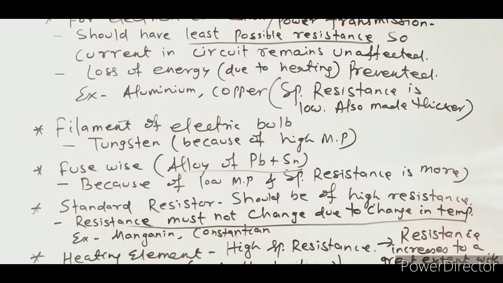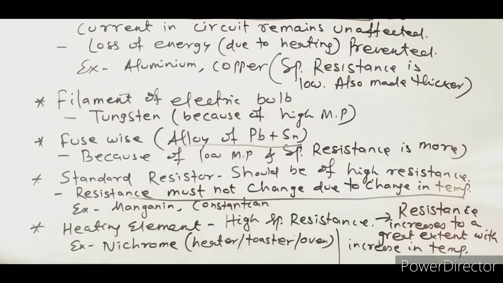Why, what was it taken for? Teachers must have told you that Constantan wire is for this purpose only. They have a high resistance and they remain unaffected by the change in temperature. Because when current flows, there will be a rise in temperature. To avoid that, manganese or Constantan is taken as the material.